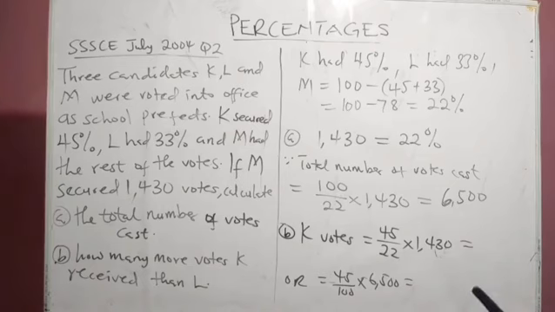So 45 divided by 22 times 1,430. That will give me 2,925.